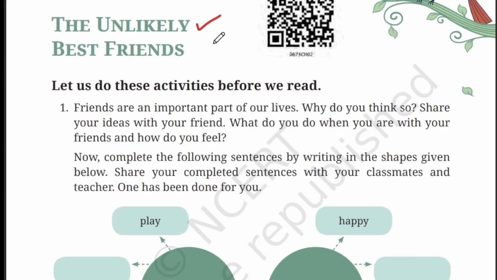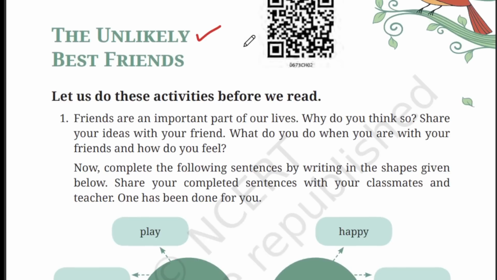What is the meaning of unlikely best friend? The friendship between two different persons. For example, a cat and a monkey, a lion and a monkey. Best friends between two such persons. So, let's go into this lesson.